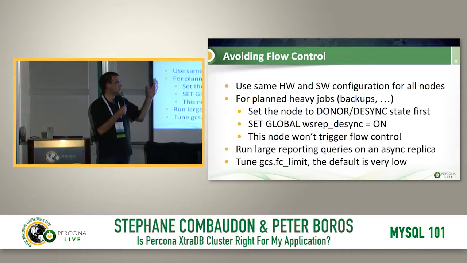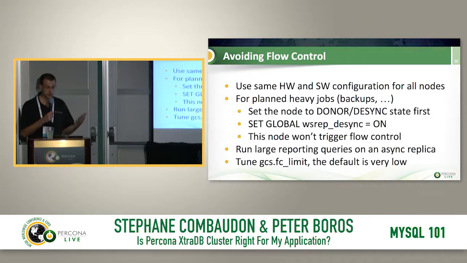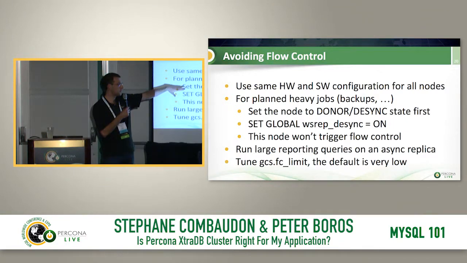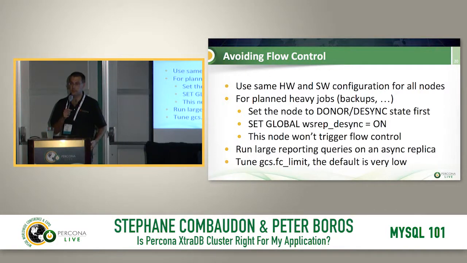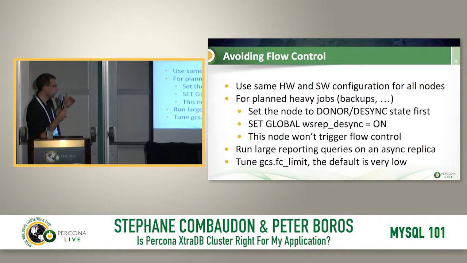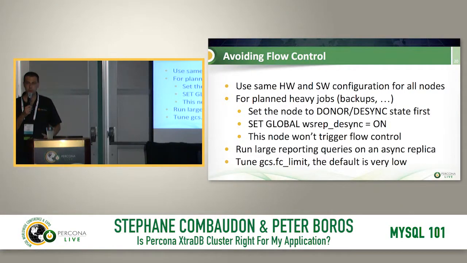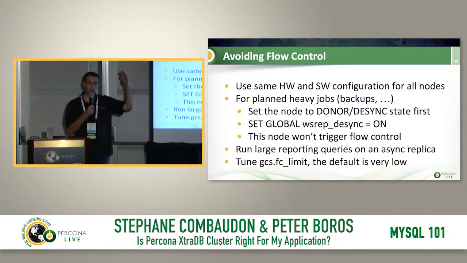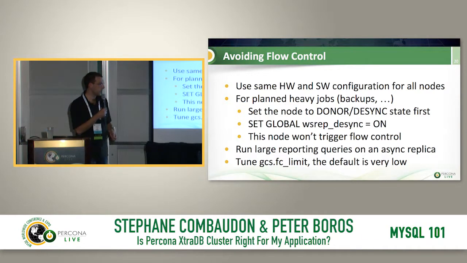Now, what can trigger flow control is a heavy job, like a backup. If the heavy job is planned, like a backup, what you can do is, before starting the backup, change the status of the node. You can set it to donor desync. And if you do that, it will never trigger flow control. The receive queue can still grow very large, but it will never trigger flow control. That can be very useful.